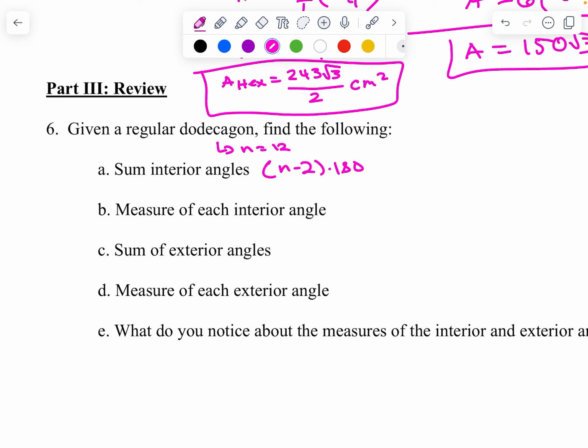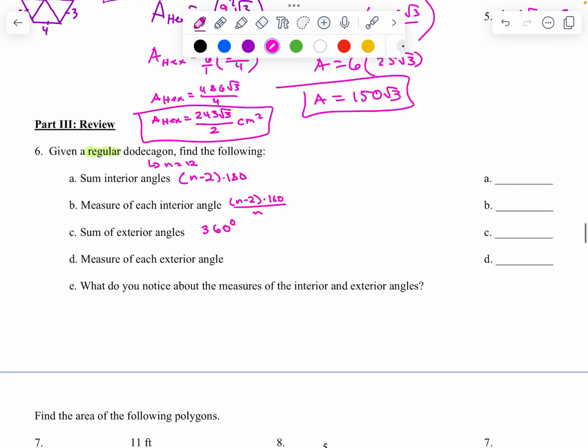Each interior angle for this is going to be n minus 2 times 180 divided by n, right? Because if we're looking for just one, then we would just take that total and divide it by n. And the reason this works is because this is a regular dodecagon. Now, the sum of the exterior angles of a dodecagon, actually for any polygon, is always just going to be 360, period. Just 360 degrees. So this answer should be 360.